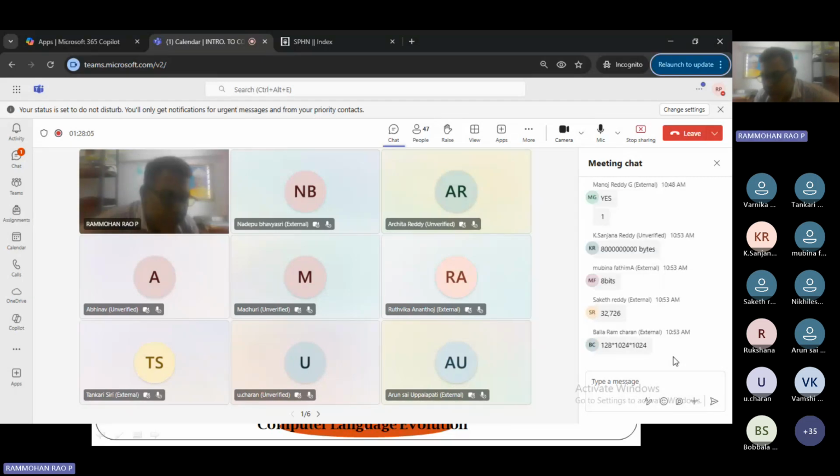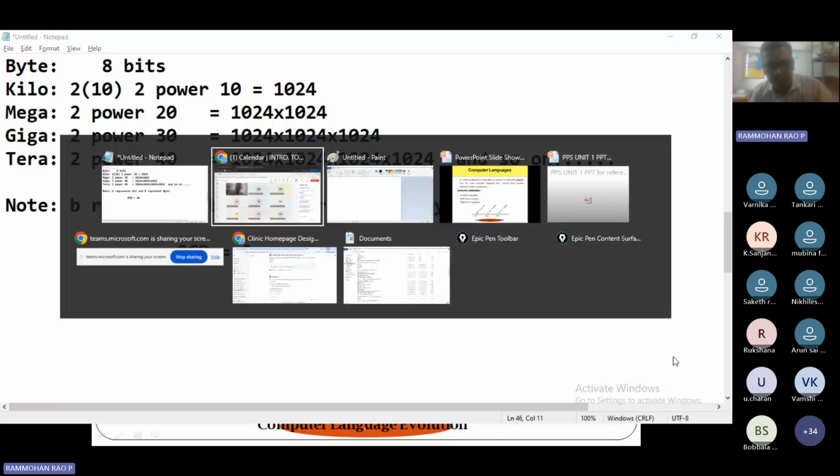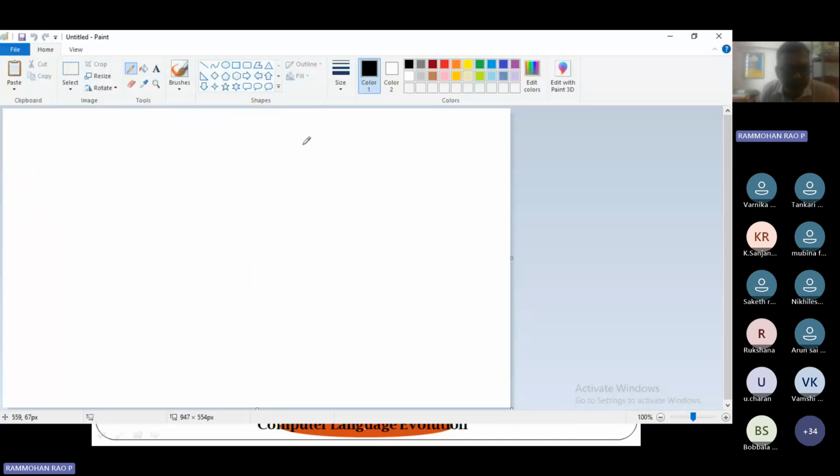Simple logic, sir. 8 into, what is giga? Giga means 1024 into 1024 into 1024. So how can I represent it? Let me write it here using Paint. This is 8 GB. Please don't worry about the writing, because I am typing it in Paint.